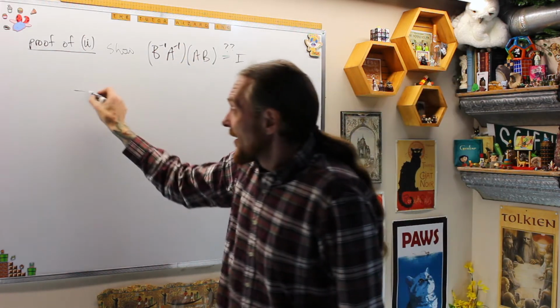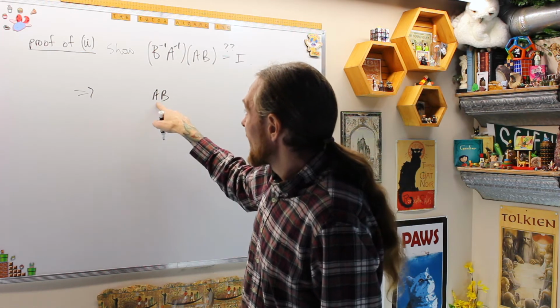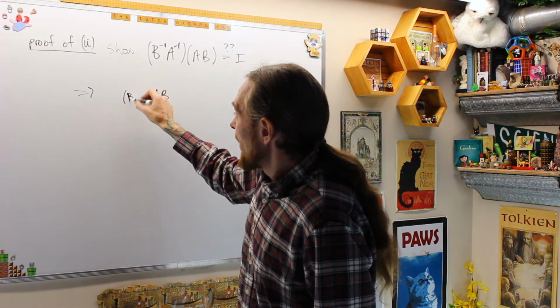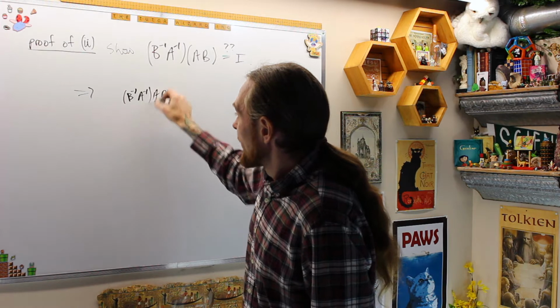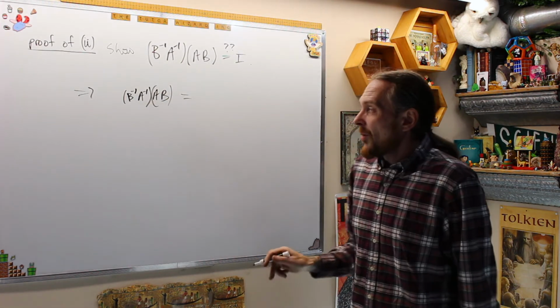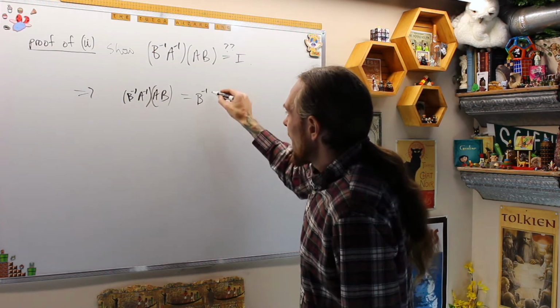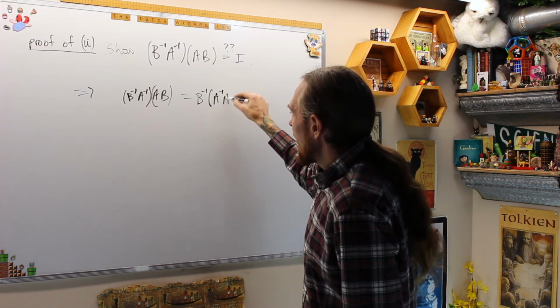So starting with that, if I have AB and then I multiply this by B inverse A inverse, that equals, first of all, what I can do is, this is B inverse, I can associate the brackets and write this as A inverse A.